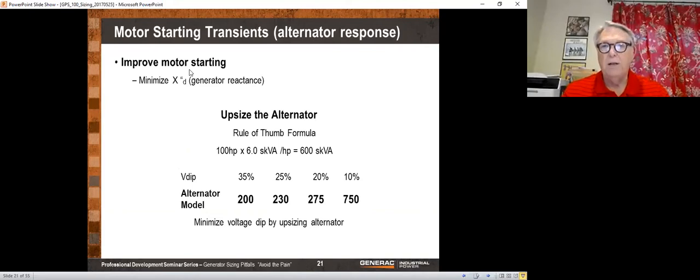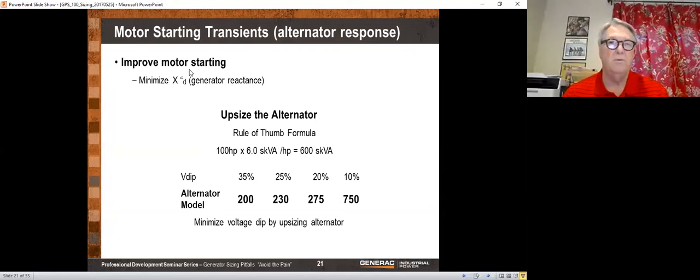I would like to spend a lot of time on this, but due to time, we're just going to look at it very quickly. We have a 100 horsepower motor that's going to have about 600 starting kVA. We look at our curves and find out that, first of all, we need a 200 kilowatt generator, because that's the rule of thumb, right? 2 kilowatts per horsepower. But you'll notice that that standard 200 kilowatt generator comes with a 200 kilowatt alternator. And that 200 kilowatt alternator is going to have about a 35% voltage dip.